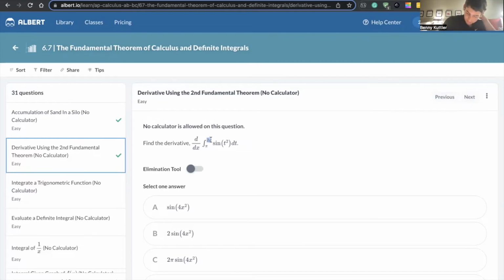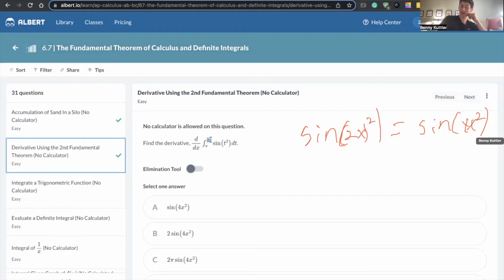So we have sine of 2x squared, which equals sine 4x squared. But we're not done. If this were just x at the top, then we would be done. But this we have to treat as a function on its own. If we remember from derivatives, we have to use the chain rule. So we multiply then by the derivative of this 2x, which is 2.